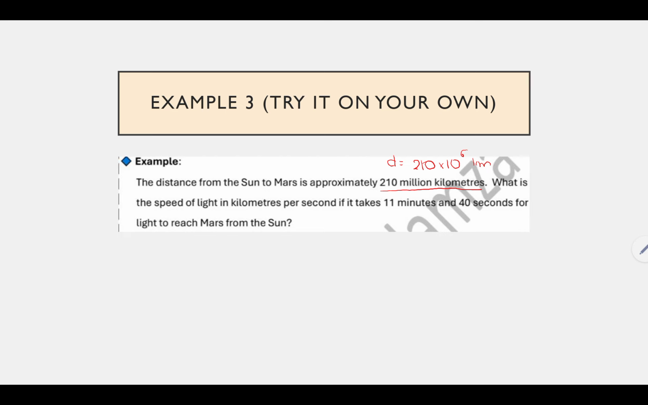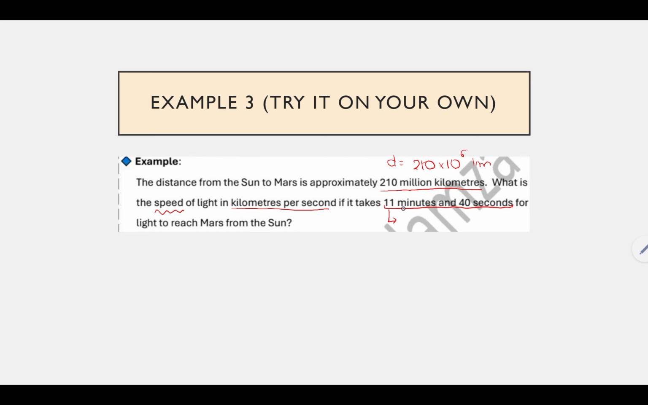Kilometers. What is the speed? So that's what I'm looking for. Of light in kilometers per second, if it takes 11 minutes and 40 seconds. Of course, we've done the lesson of measuring time, and we know how to convert from minutes to seconds. If you can't remember it, please go back to that previous video and look at how it's done.